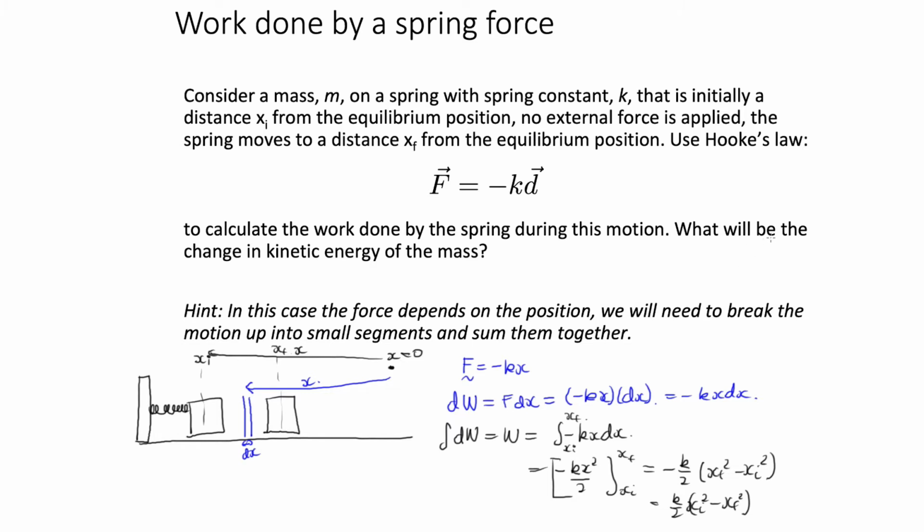Okay, so we're then asked what will be the change in kinetic energy of the mass. Well, the work kinetic energy theorem still holds, so the change in kinetic energy is equal to the work done, which is equal to k over 2 times (x initial squared minus x final squared). So in this case, because x initial was a greater displacement than x final, we're going to end up with a positive change in kinetic energy, which tells us that the mass is moving faster at this final position, which is what we actually expect for a spring.